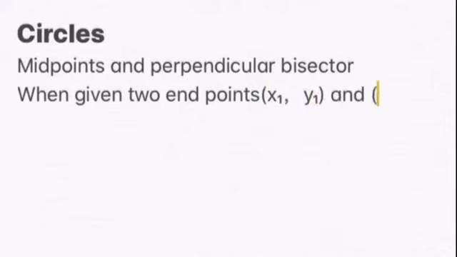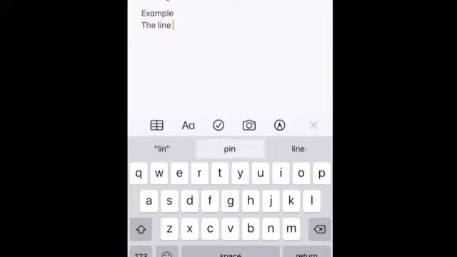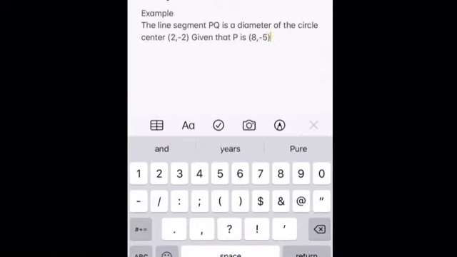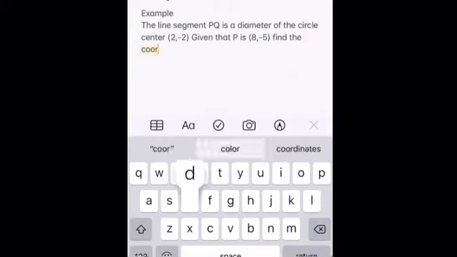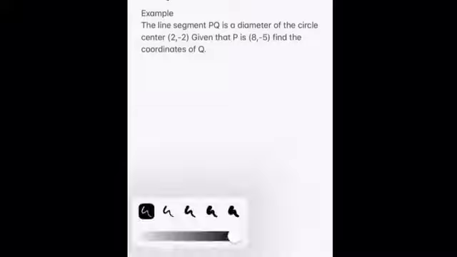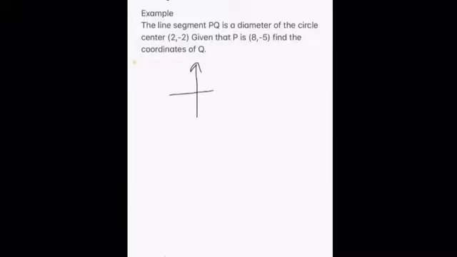You will understand it better with an example. The question says the line segment PQ is a diameter of a circle with center (2, -2). Given that P is (8, -5), we have to find the coordinates of Q. Firstly, we're going to draw a graph. Then on the graph, label all the points given. You know that the point P is (8, -5) and the midpoint is (2, -2), but you can use a and b to represent the coordinates of Q.